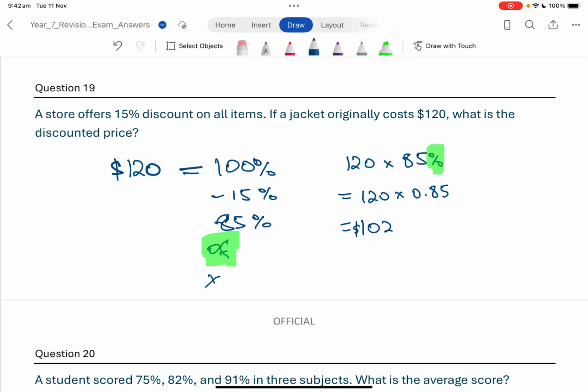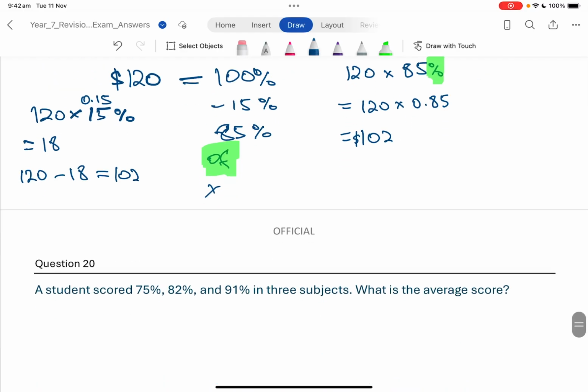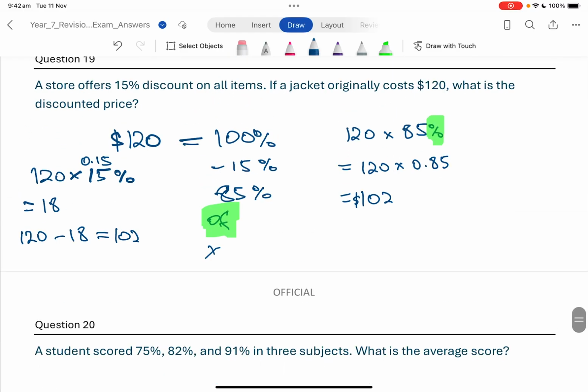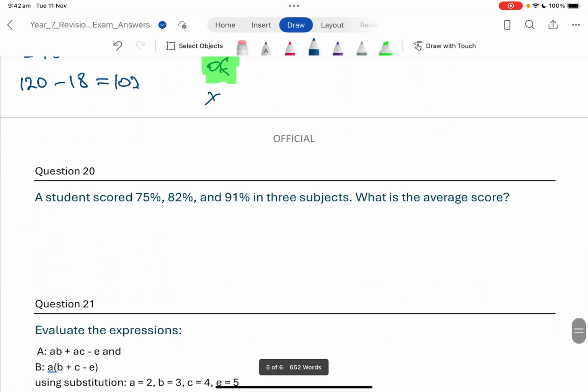There are quite a few ways you could have done this one. You could have just done 120 times 15%, right? Because that's what we're removing, and obviously that's the same as 0.15, and you would have got 18, and then if you did 120 minus 18, because we're taking 15% off, you would have also got 102, okay? And there's, look, to be honest, there's other ways again, but either way will work. Just do it whichever way makes the most sense to you.